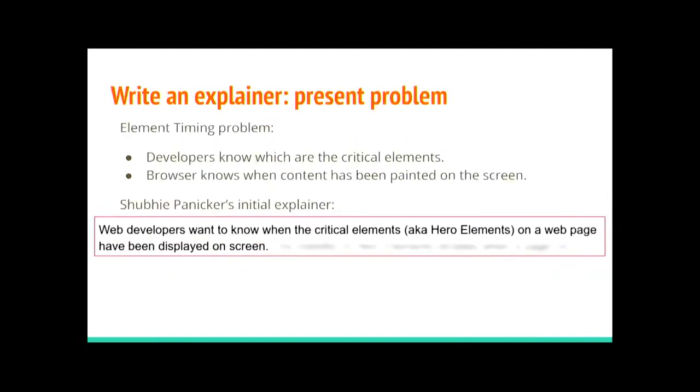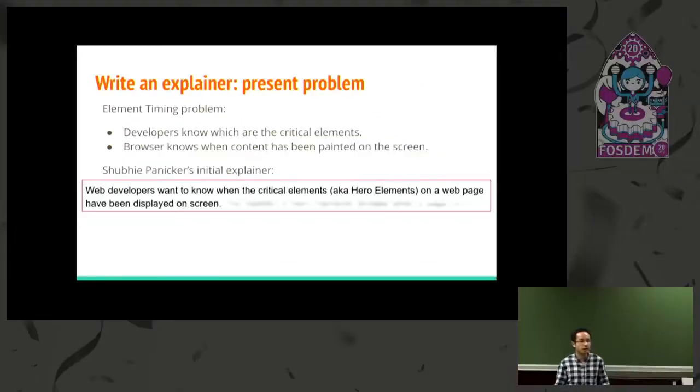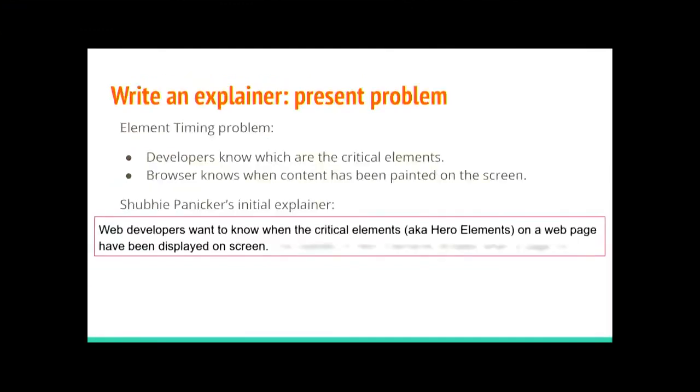Now that we have identified a problem, let's start by writing an explainer. So what are the parts of an explainer? The first and most important part is to present the problem. So in the case of element timing, we have the following problem. Developers know what content is important to them, what they want to know has been rendered on the screen for the users, and browsers are the ones who actually paint this content, so they are the ones that can compute when that content has been rendered. So from Shubi Paniker's explainer, it can be summarized as web developers want to know when the critical elements on a web page have been displayed on the screen.